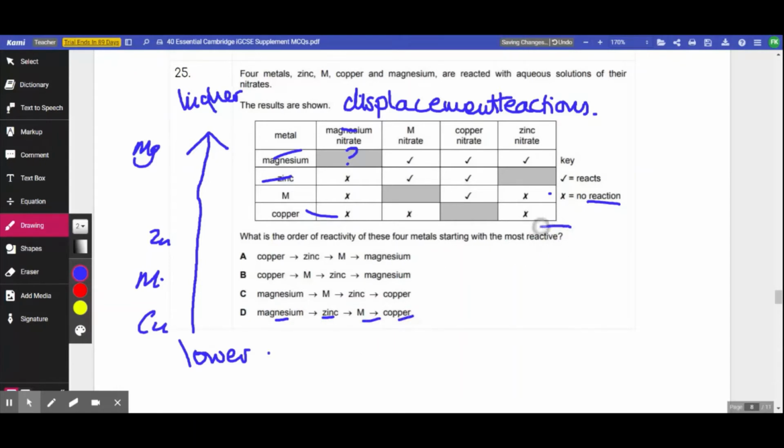And just give a quick check in the question itself. Make sure that you're not writing copper, M, zinc, magnesium, because that is in the reverse order. Perhaps people who picked that may have picked it because they thought it should start with the least reactive. So that's the answer to the question.